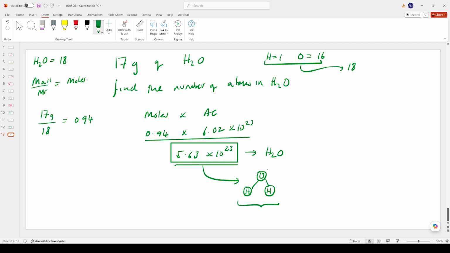Correct. We have to times it by 3. So 1 for oxygen, hydrogen, and hydrogen. So there's 3. So times your answer by 3, and whatever that is, is the answer.